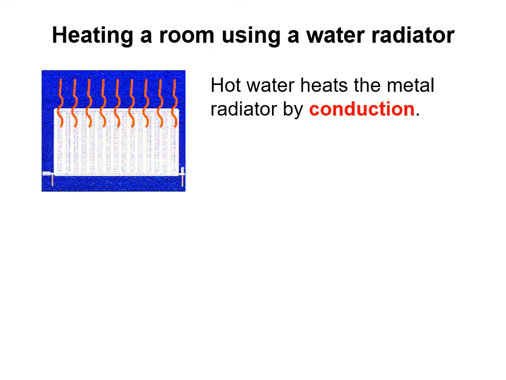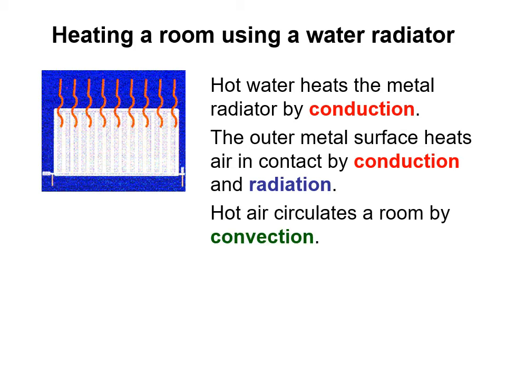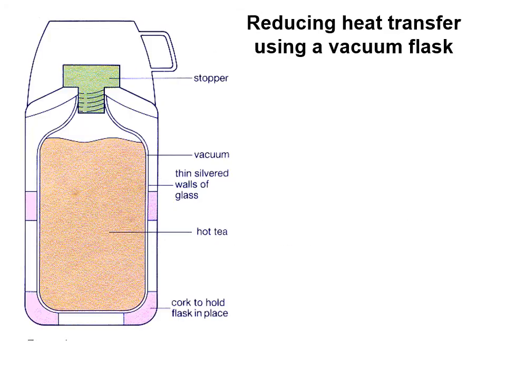So you basically have cold water, you slowly heat it up, and that metal begins to get hotter because the water is transferring its heat energy by conduction to the metal. Then the outer metal surface becomes hot, it gets in contact with the air, and therefore you have heat transfer by both conduction and radiation. And then the hot air circulates in a room by convection, which I've already looked at in the convection video.